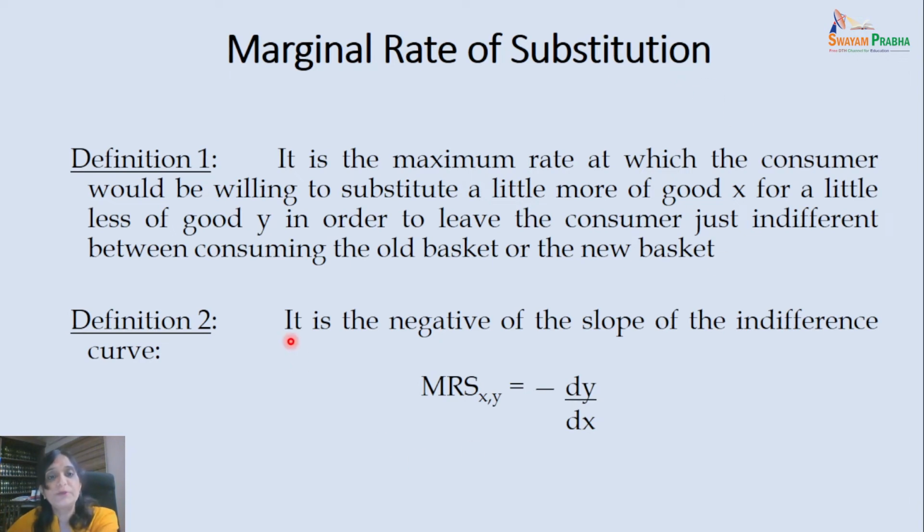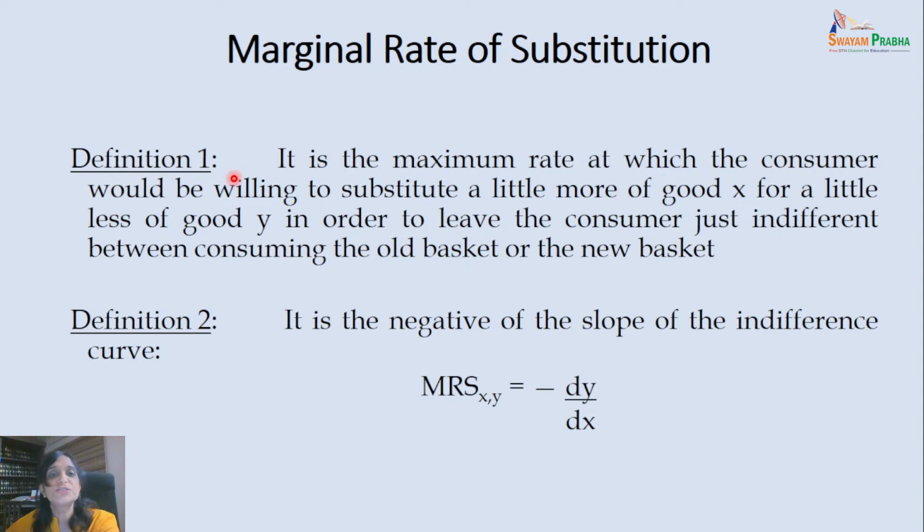Also, we have to remember that this MRS, or marginal rate of substitution, is also called the slope of the indifference curve, and it is represented like this: MRS of XY, if there are two goods, is equal to dy by dx, that is change in Y because of change in X.